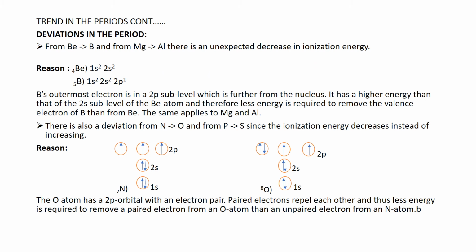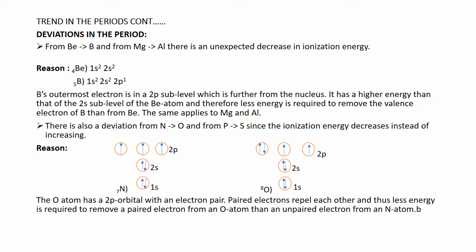The deviations in the period. We have two deviations in the period. When we move from beryllium to boron and from magnesium to aluminium, there is an unexpected decrease in ionization energy. We know that when we move from beryllium to boron, we should see an increase, but we see a decrease. What is the reason for that? It is because boron's outermost electron is in a 2p sublevel, which is further from the nucleus. So it has a higher energy than that of the 2s sublevel of beryllium atom.